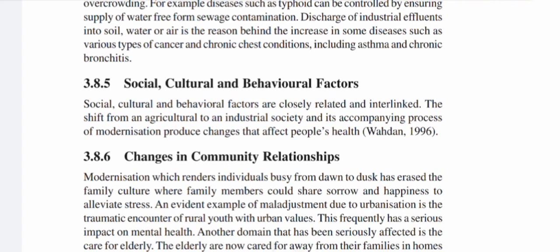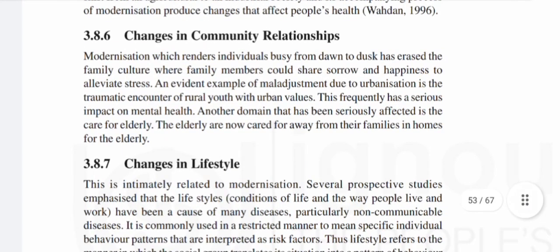Another domain that has been seriously affected is the care of the elderly. The elderly are now cared for away from their families in homes for the elderly.